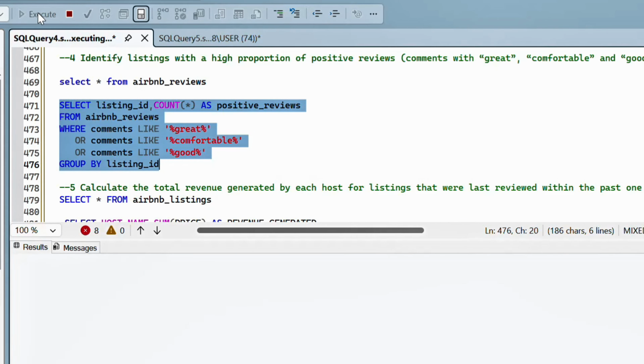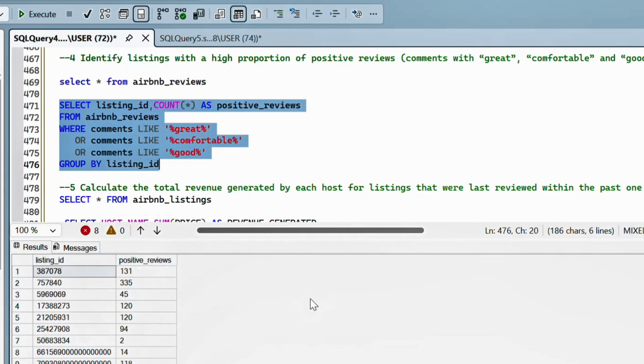So the answer is coming. It's executing, it's taking time. Good. Can you see that I've been able to get all the listings and the count of all the positive feedback they had for this ID? It has 130, 131, and so on. So this is the answer to the fourth question.